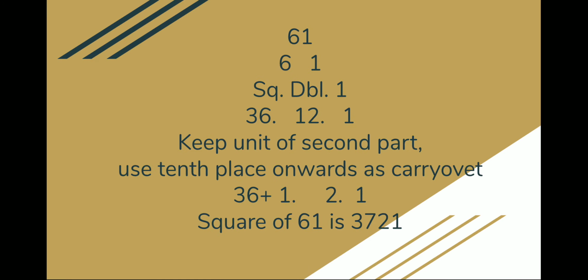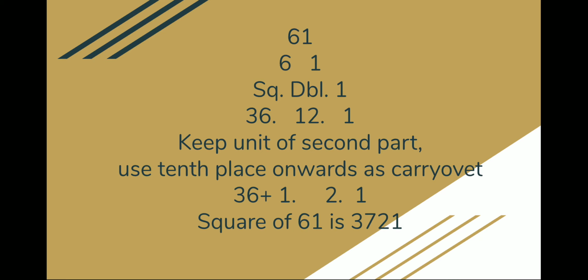Now here we will calculate the square of 61. I have broken down 61 into two parts, 6 and 1. Square the first part, 36, double the first part, 12, and 1 as such. And now here in the second part we have two digits, 12. Out of that, the unit place will be kept in the answer, and 1 will go as carry over to 36. Therefore, in the answer, 36 plus 1 will become 37, and 2 will be as such, 1 will be as such. Therefore, square of 61 will be 3721.